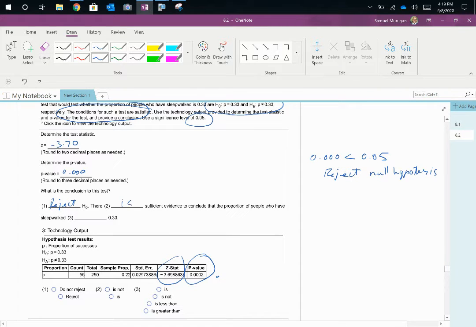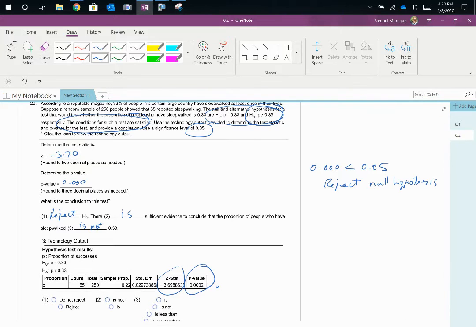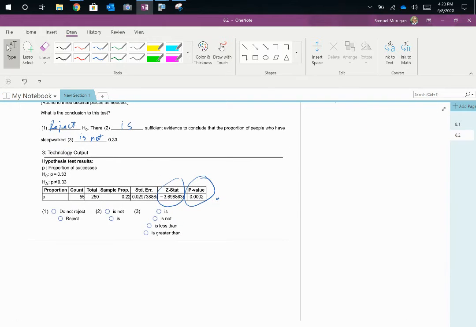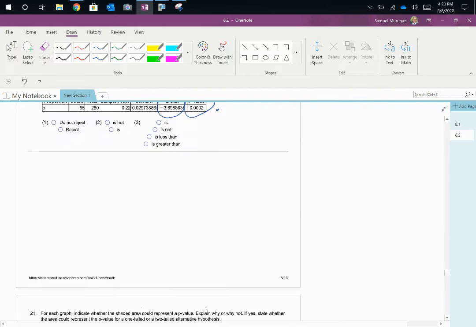There is sufficient evidence to conclude that the proportion of people who have sleepwalked is not 33%. If you reject the null hypothesis, it's saying that you're accepting the alternative hypothesis. And remember, our alternative hypothesis is that p is not equal to 0.33, and we're accepting that alternative hypothesis. All right, moving right along.